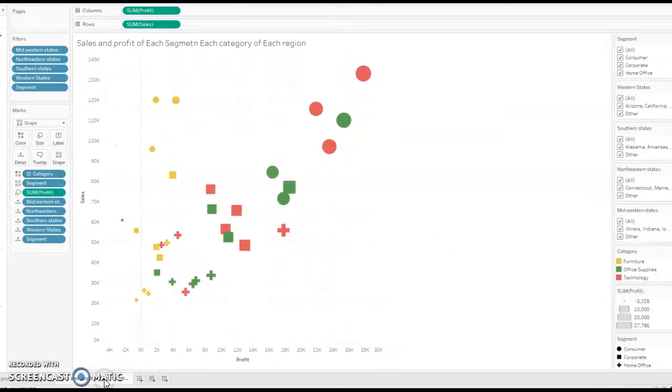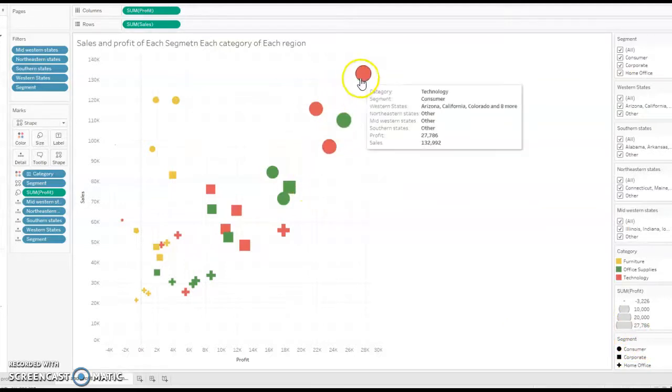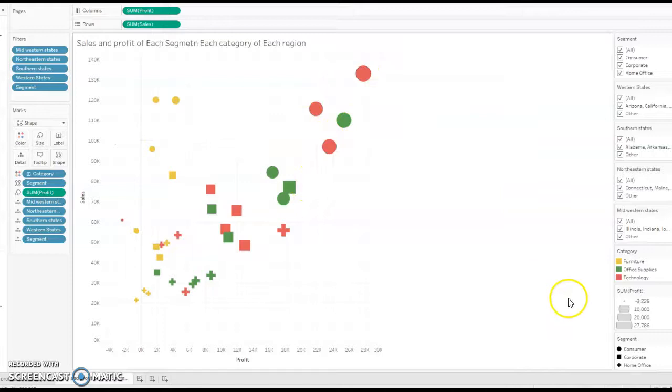So now we are going to add another dimension to our data, which is the customer segment. So we plot this data in the shape of each plot. For the consumer, we are going to use the circle. For the corporate, we're going to use the square, and for the home office, we're going to use the plus symbol.